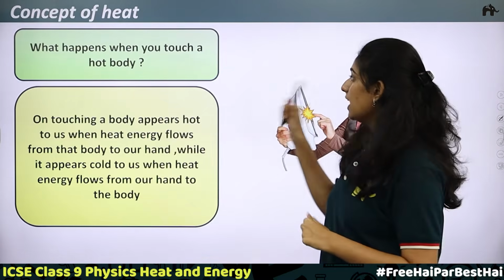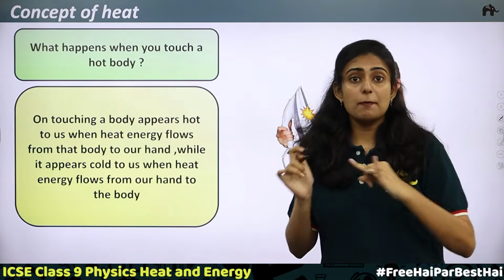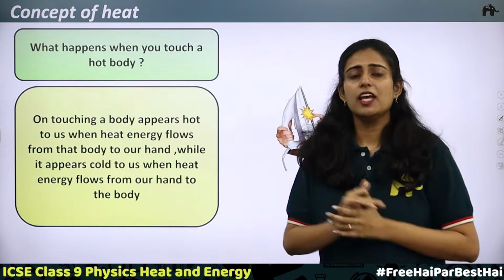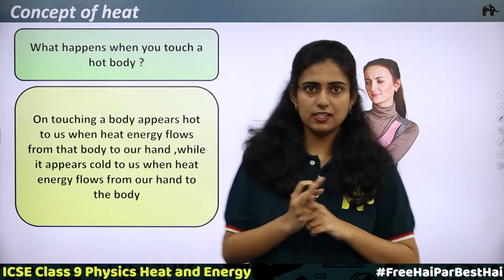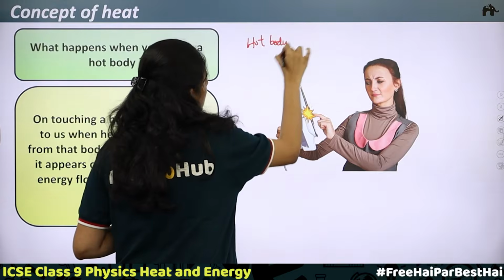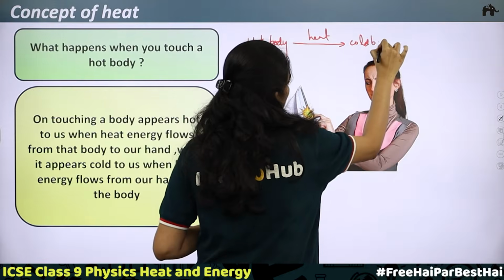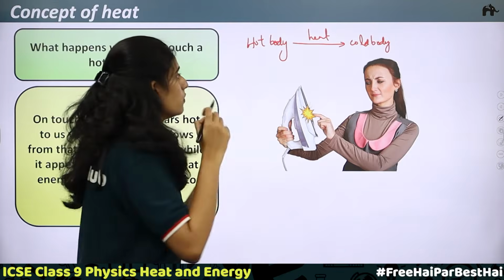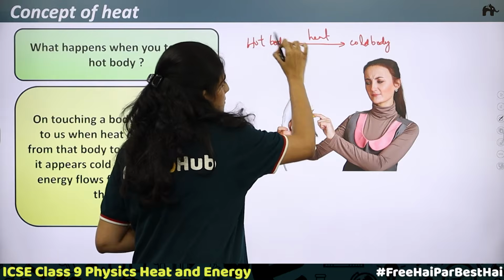What happens when you touch a hot body? Have you ever touched a hot body? Have you touched the iron box or a pan which was kept on the stove for some time? Or simply if you touch hot water, you can feel the heat. So here what is happening is, from the hot body, the heat is flowing to the cold body. Which is the cold body here? Compared to hot water, our body is cold.